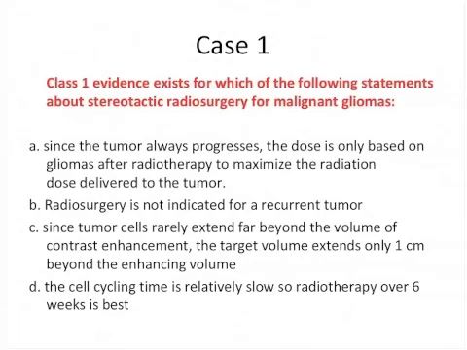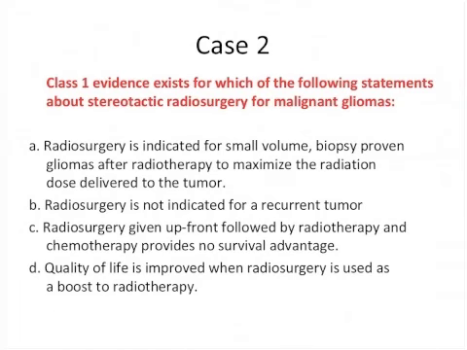Great. Okay, perfect. Let's go on to the last question of the night. Class 1 evidence exists for which of the following statements about stereotactic radiosurgery for malignant gliomas? A, radiosurgery is indicated for small volume biopsy-proven gliomas after radiotherapy to maximize the radiation dose delivered to the tumor. B, radiosurgery is not indicated for a recurrent tumor. C, radiosurgery given upfront followed by radiotherapy and chemotherapy provides no survival advantage. Or D, quality of life is improved when radiosurgery is used as a boost to radiotherapy. Again, if everyone can take a moment to answer those questions.